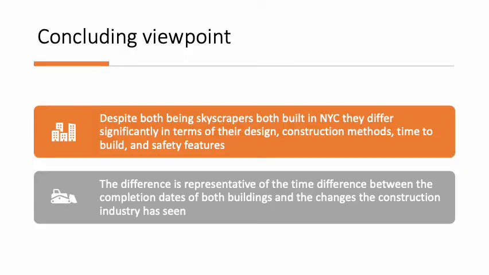Concluding viewpoint. Despite both being skyscrapers both built in New York City, they differ significantly in terms of their design, construction methods, time to build, and safety features. The difference is representative of the time, however, and the difference between the time from when the Empire State Building was built and when the One World Trade Center was built is significant, and that probably is representative of the differences seen.